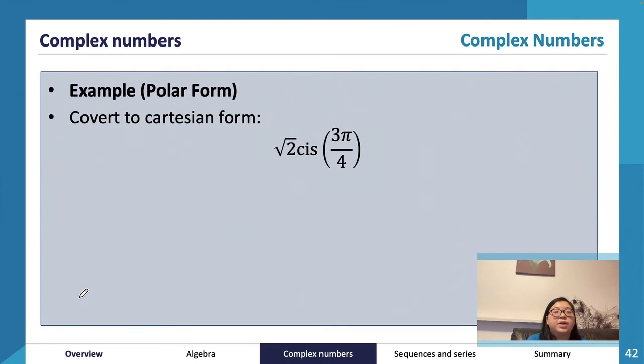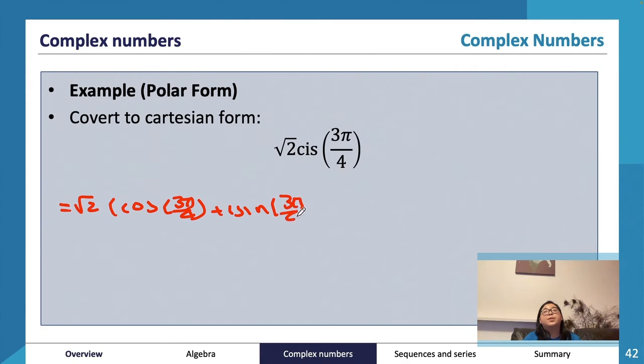Cool. Alright, so we can repeat the same here, except now it's square root 2. Once again we expand everything out, we get square root 2 times cos 3 pi on 4 plus i sine 3 pi on 4. And this time maybe we can do the check before, so it's a bit neater.